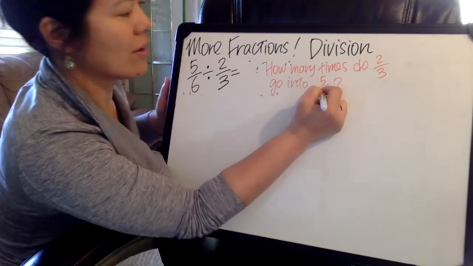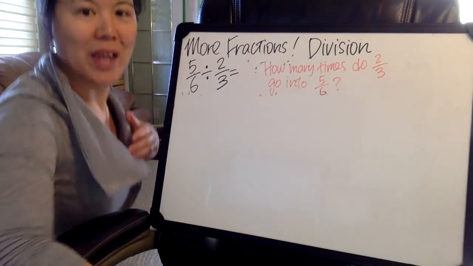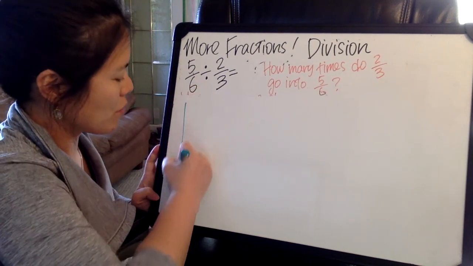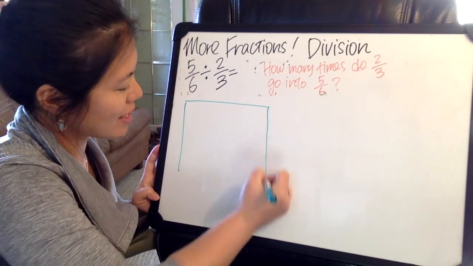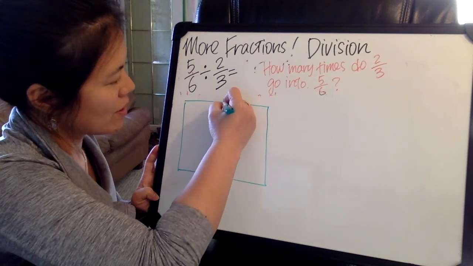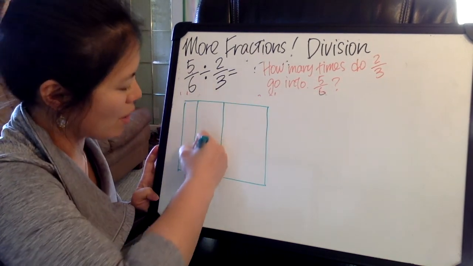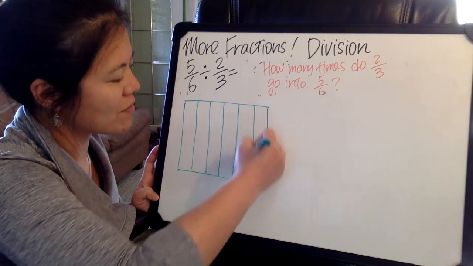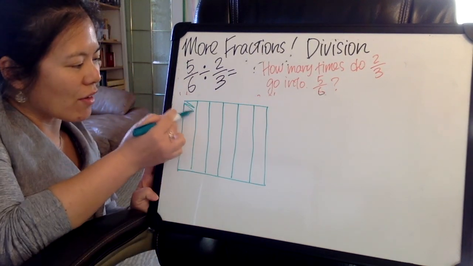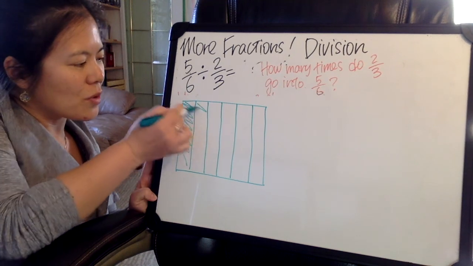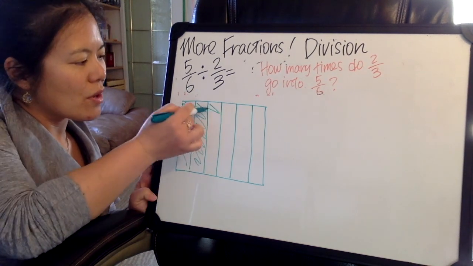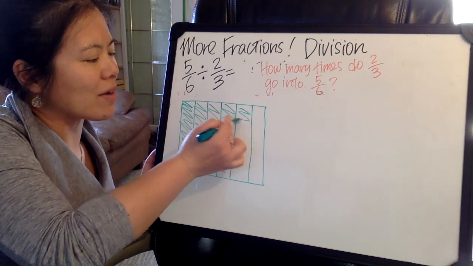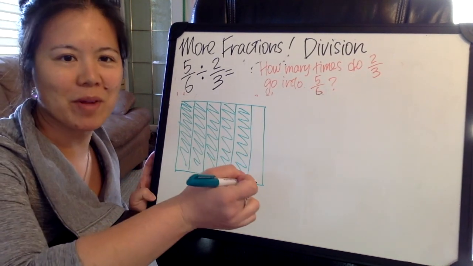All right. Okay, so the first part is exactly the same. So I am going to represent my 5/6. Okay, so I'm dividing my whole into 6 equal parts. And because I have 5 sets, I'm going to color in 1, 2, 3, 4, and 5. I'm sure this part is getting extremely familiar.